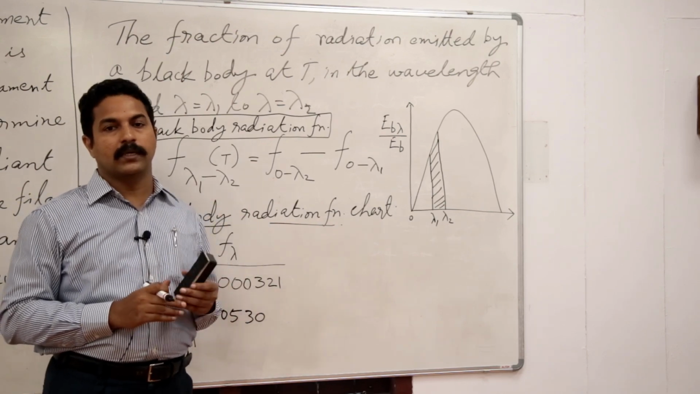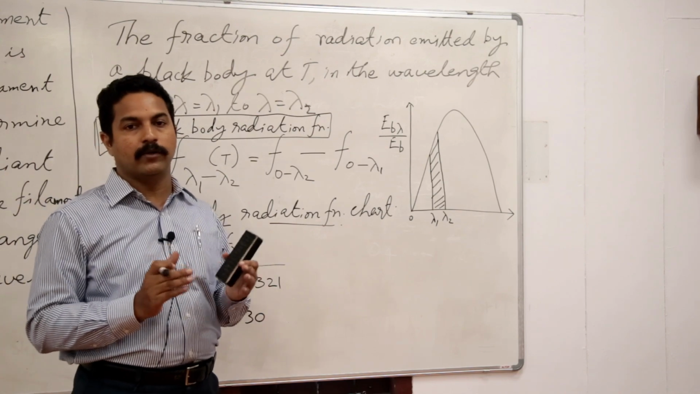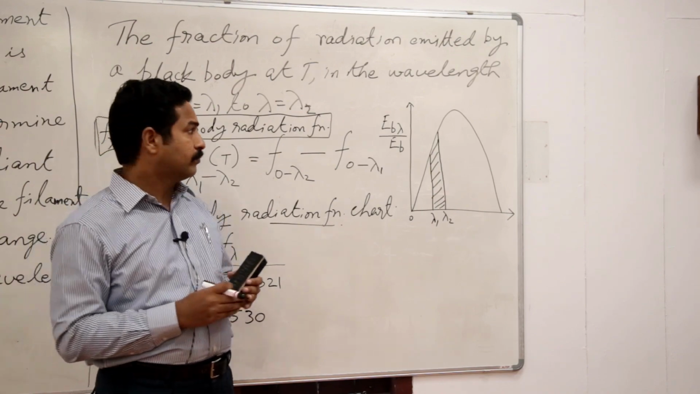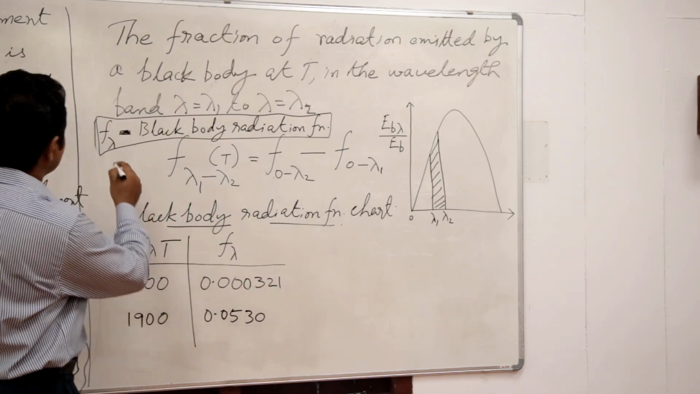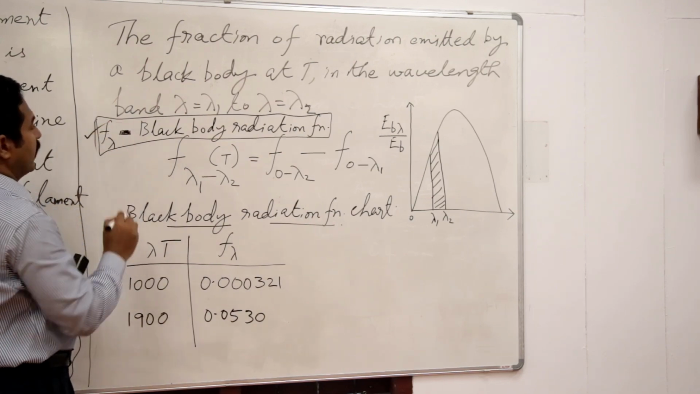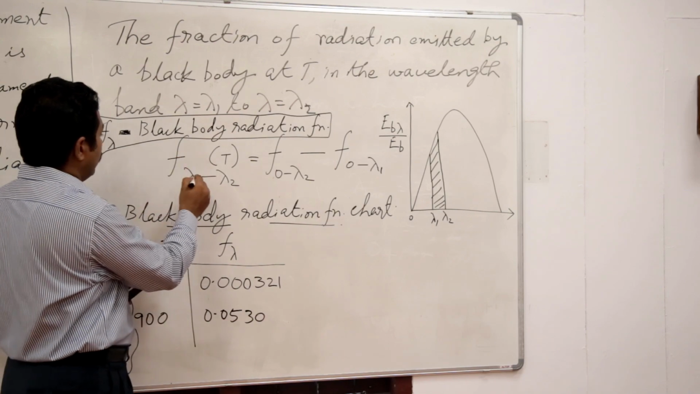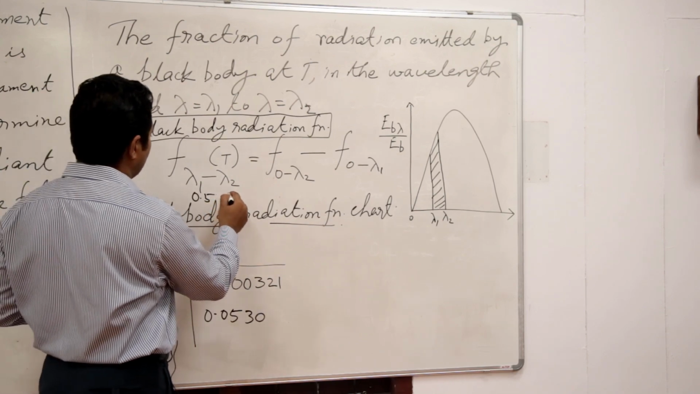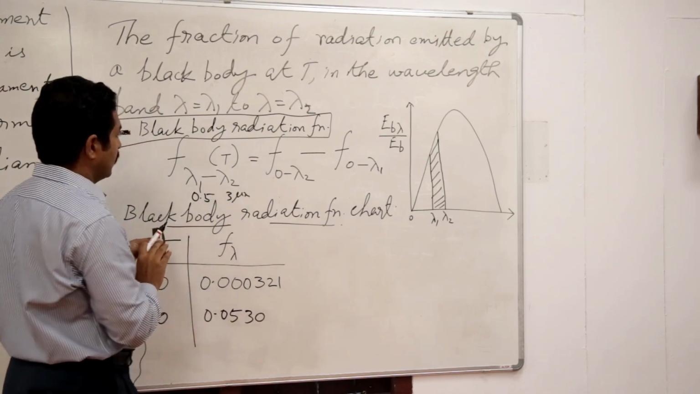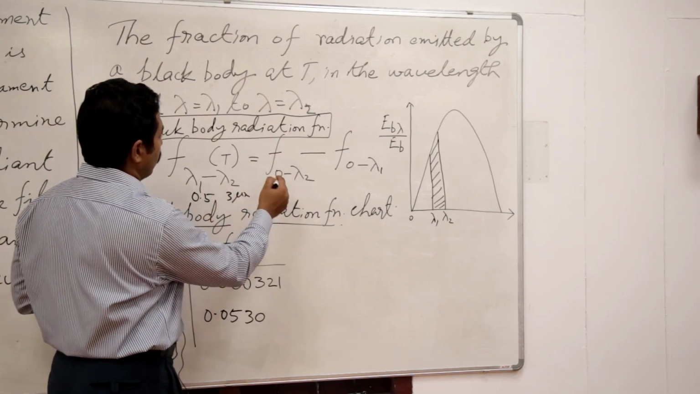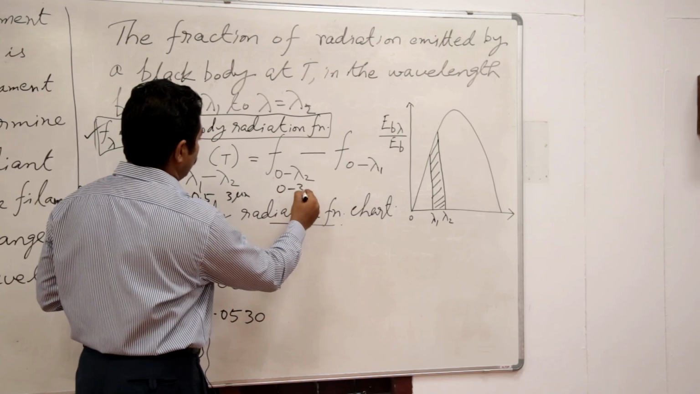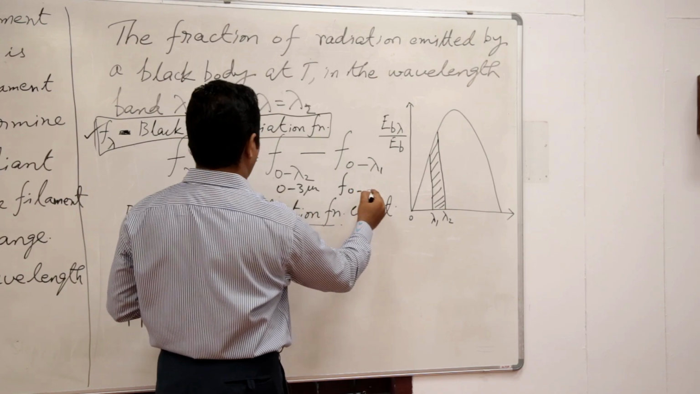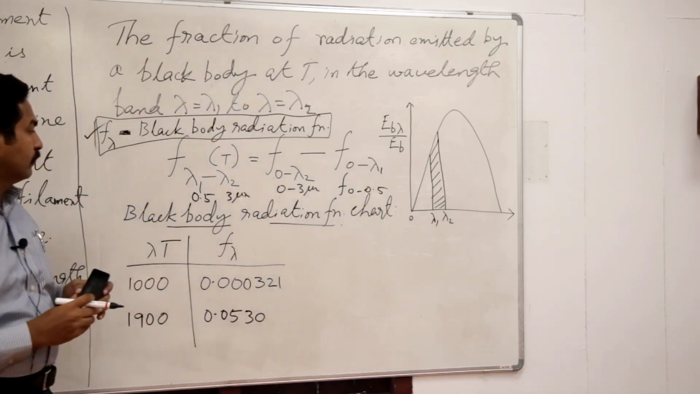So how much is the radiation emitted? Sometimes we have to find that in a particular application. We will work out a problem based on that, then the idea will be clearer. Then F suffix lambda, we call it the Blackbody radiation function. What is F lambda 1 to lambda 2? This lambda 1 can be maybe 0.5 microns, and lambda 2 maybe 3 microns. Then this is F 0 to lambda 2, that is 0 to 3 microns, minus F of 0 to 0.5, if I am considering it as 0.5.